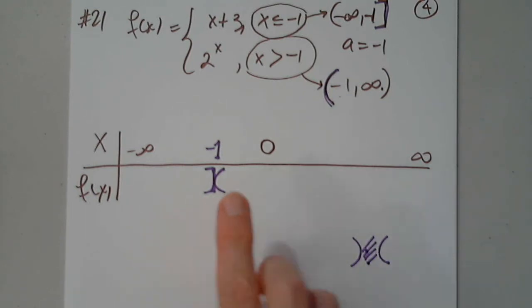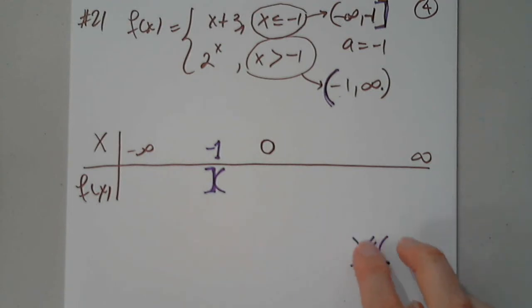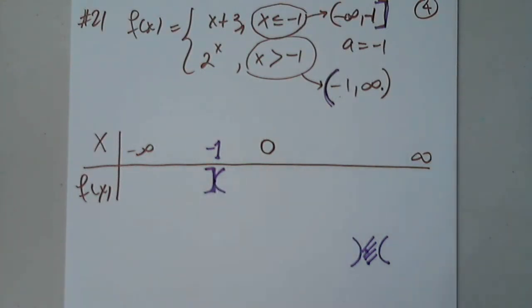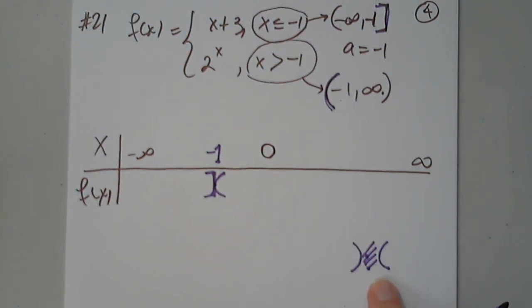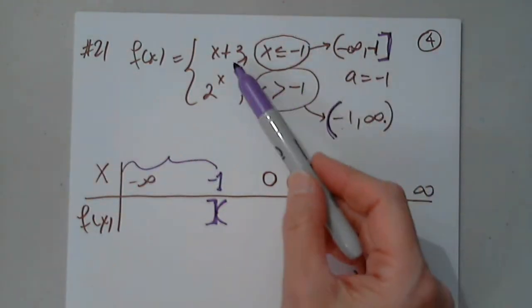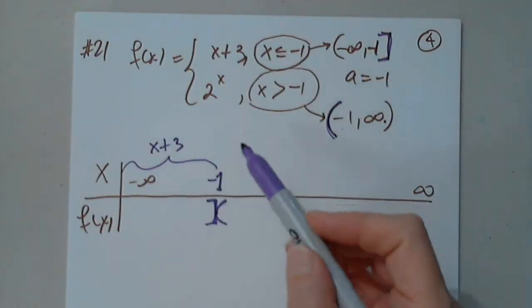But a bracket and a parenthesis always have to touch. Two parentheses will not touch. But a bracket and parenthesis, or parenthesis and bracket, they have to touch. Here they don't. Okay, so again, between negative infinity and -1, I have x plus 3.